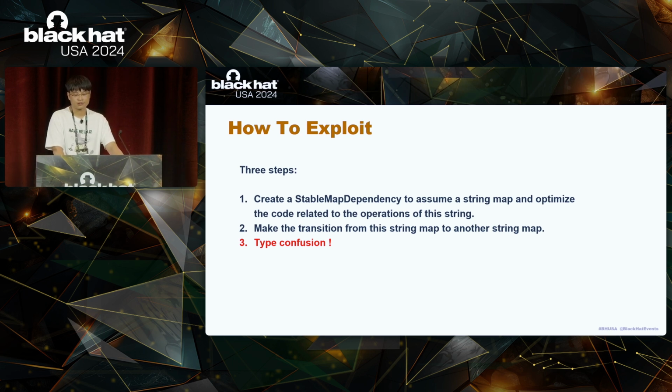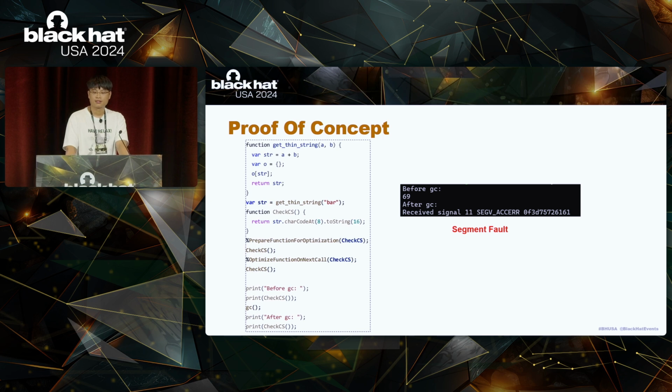In the previous sections on the root cause of the vulnerability, we have already introduced the way to trigger this vulnerability. Due to the inability of stable map dependency to detect map changes of primitive types such as string, we can change the type of incoming parameters without triggering an optimization callback, resulting in type confusion. The entire vulnerability exploitation process is divided into 3 steps. Let's verify the vulnerability exploitation strategy.